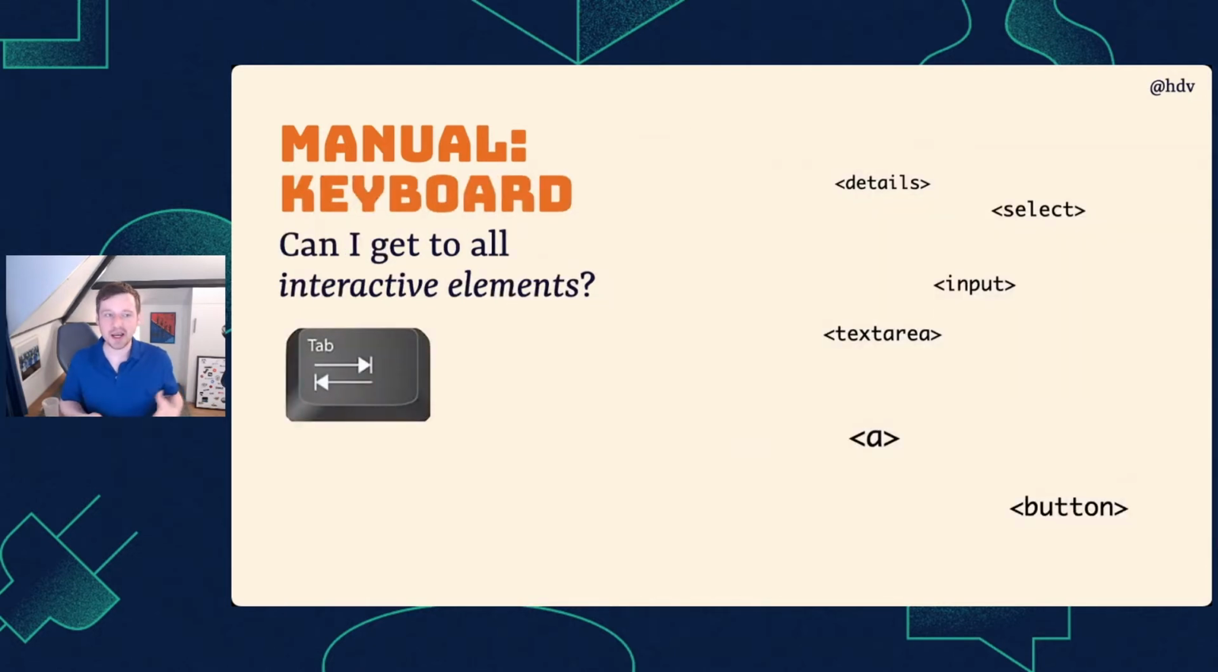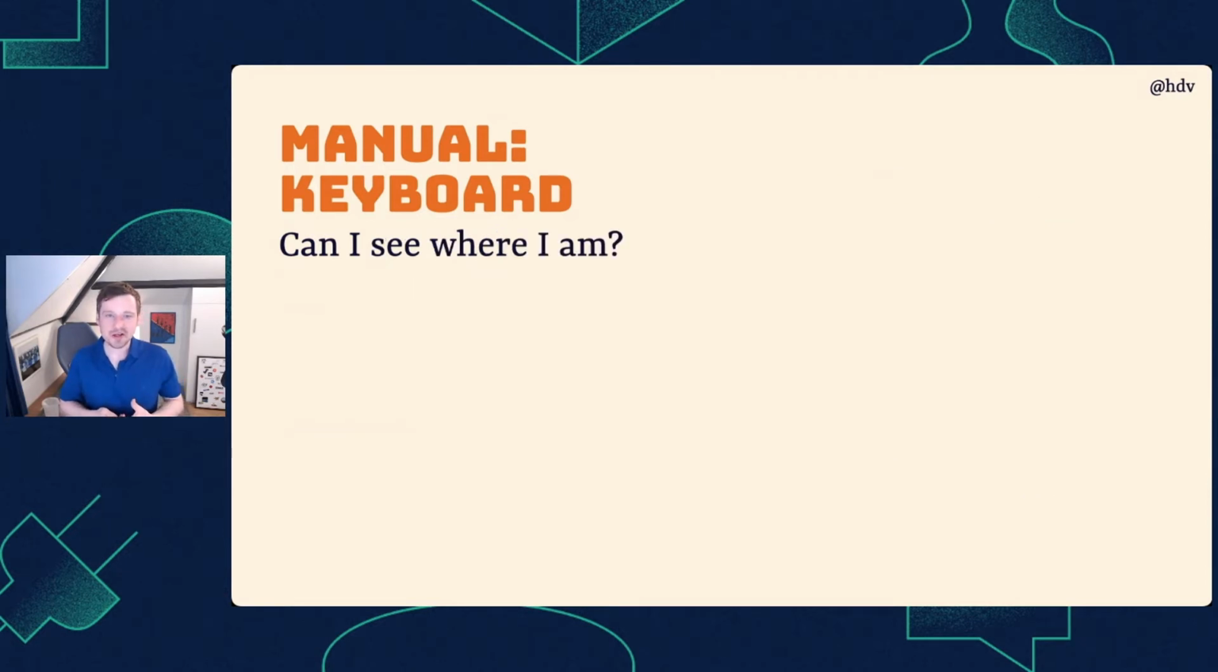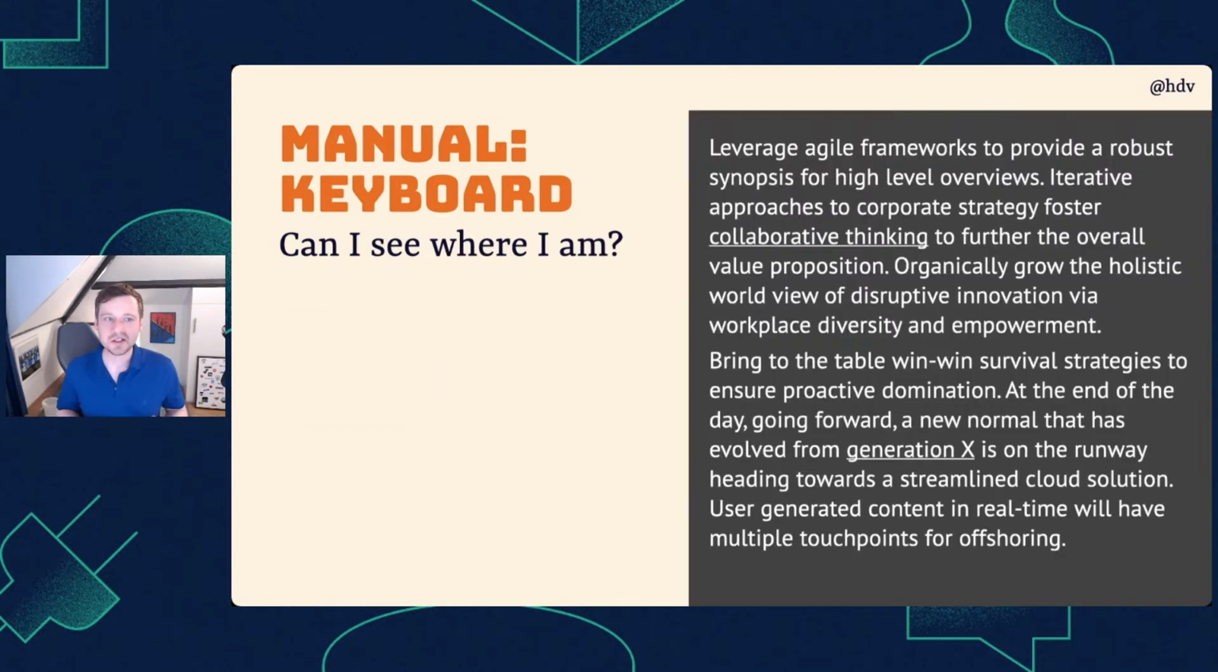Another one is keyboard. Can you get to all the interactive elements? And that's elements like links and buttons, form elements. You want to be able to get there with the tab key and then use a space or an enter key to actually activate it. So anything that you can click on with a mouse, you also want it to be usable with just the keyboard.